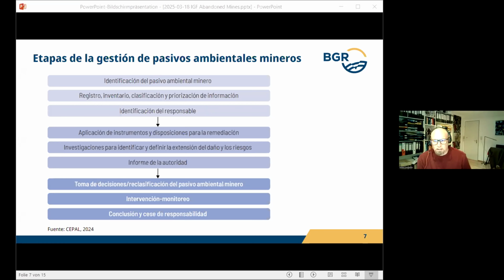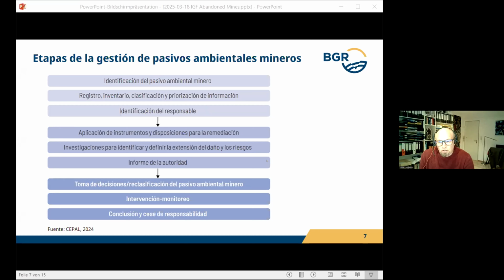The scheme that I showed in my slide is something that CEPAL has recently published. I also wanted to say something that Rob highlighted. Each stage poses its own challenges. For instance, identifying liabilities, but that also includes being able to identify who's responsible.